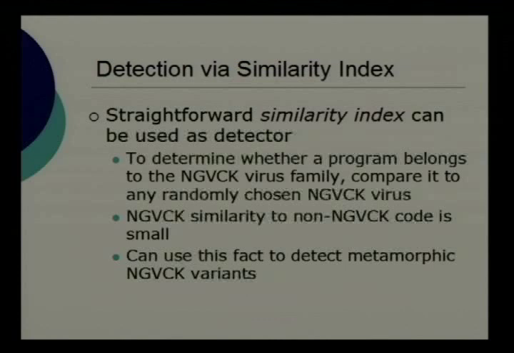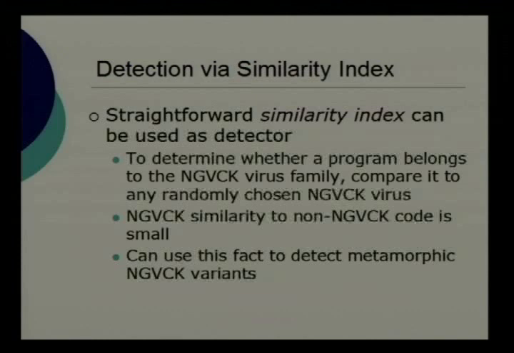We pick that ENVIC virus and then compare it to 20 other ENVIC viruses to see the average similarity of this virus to the other viruses in the same family. If all these similarities among the family are lower than the similarity we just obtained between program A and that virus, we can say that this program is most likely a virus. So this is how we use a similarity index to classify a program.